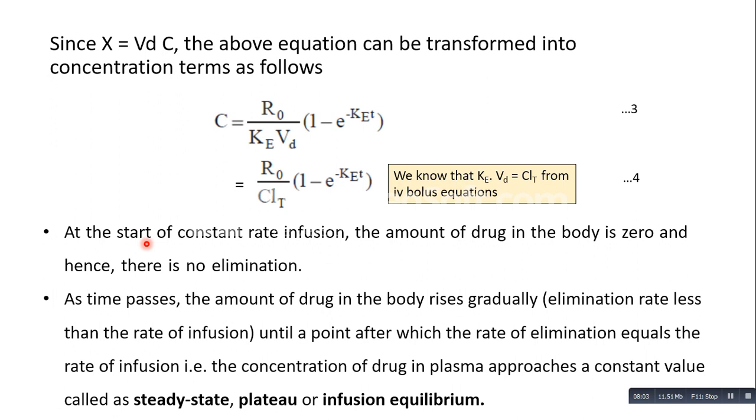Now at a certain point, the rate of elimination, or the minus Kex, will become equal to the R0. So in that case, the concentration of the drug in the body will become constant, when the R0, that is rate in, becomes equal to the rate out. That is known as steady state or plateau or infusion equilibrium.